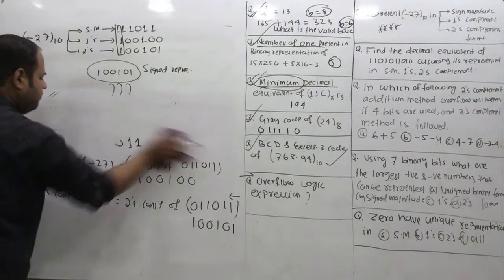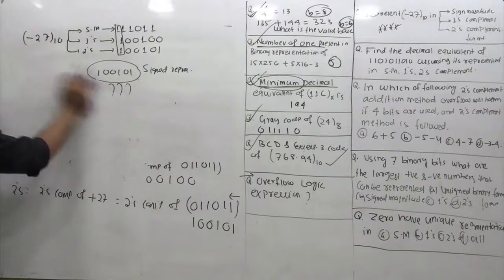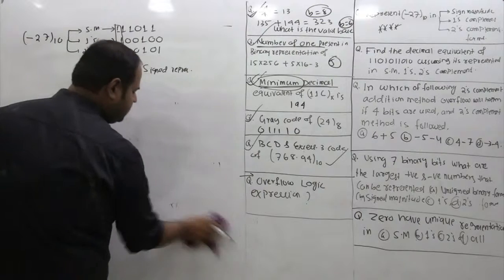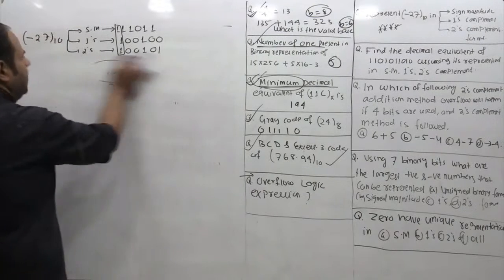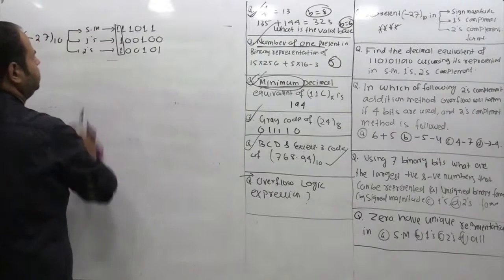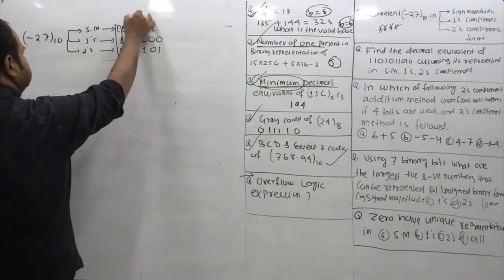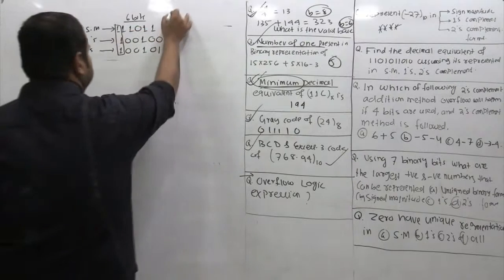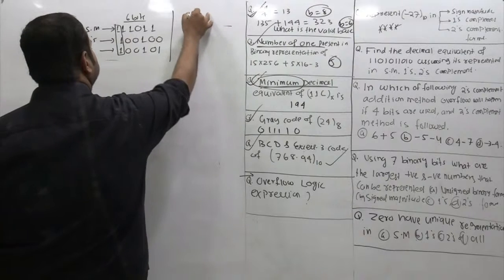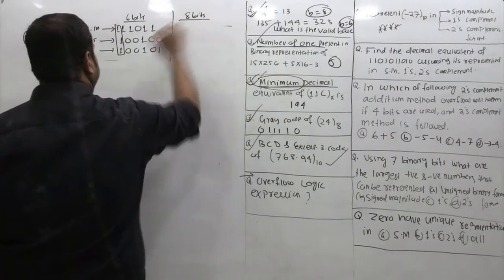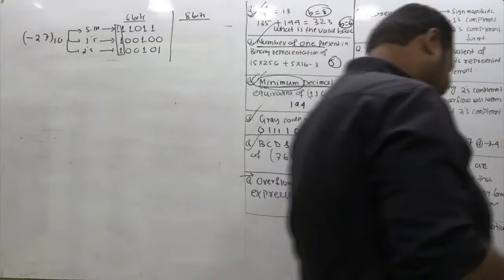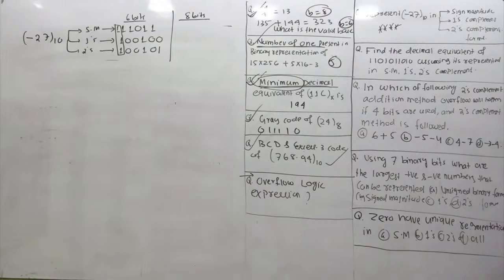Now in this case, one more point I would like to add here. To represent minus 27, how many bits have we used? We have used 6 bits, right? In all three cases, you can see 6 bits. Suppose I ask you to represent this in 8-bit format, then what is the approach? It is something like this.